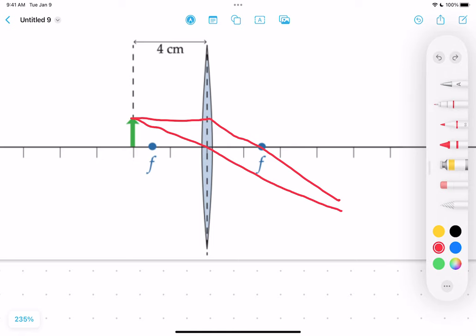Now, with these lenses, you also have another ray. This is the third principal ray, and that'll go through the focal length first on the same side of the object, and then continue until it hits the lens, and then move parallel to the optical axis like that. So roughly, they should converge.